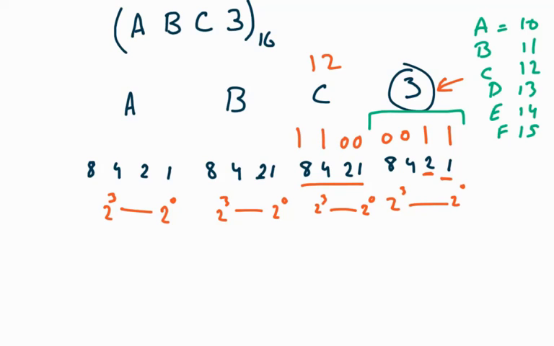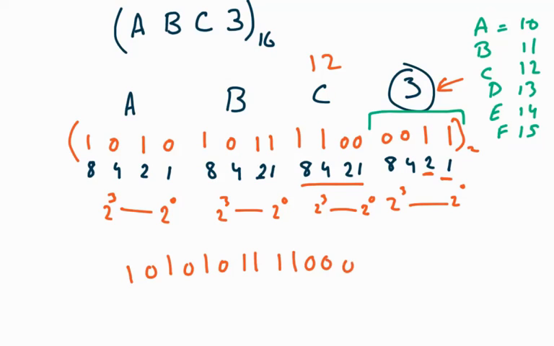As for B, we have 11. 8 plus 2 plus 1 gives you 11, and you'll put the remaining 0. And then you have A, which is 10. 8 plus 2 gives you 10, and the remaining zeros will be substituted. Now you can see that this is the binary number you want. Let's write it out cleanly. We've got 1 0 1 0 1 0 1 1 1 1 0 0 0 0 1 1. This is the binary number equivalent to your A, B, C, 3.